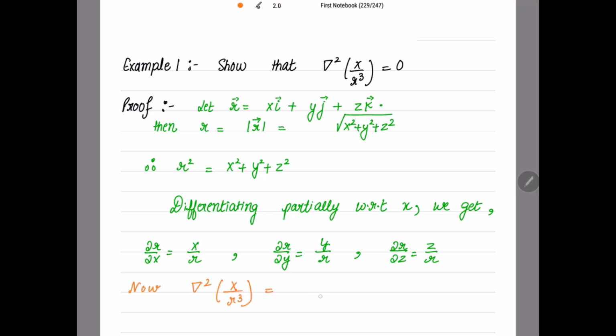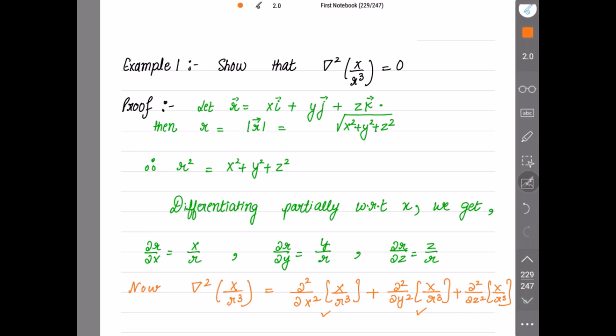We can write this as curly square over curly x square of x over r cube, plus curly square over curly y square of x over r cube, plus curly square over curly z square of x over r cube. We have to solve all these three terms. First I'm going to solve this one and then this one, and the result for the third term will be obtained by symmetry from the second term. So let's start solving the first term.